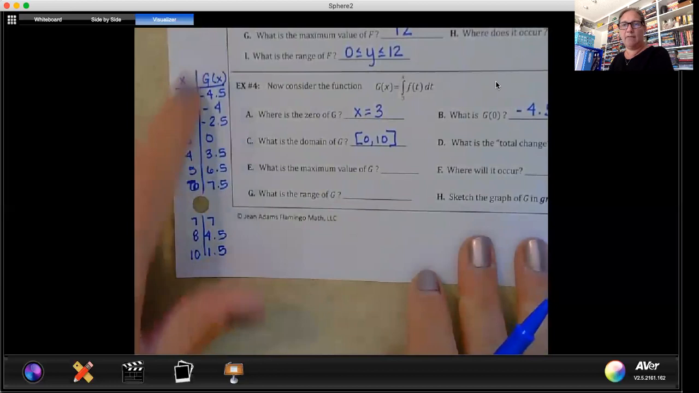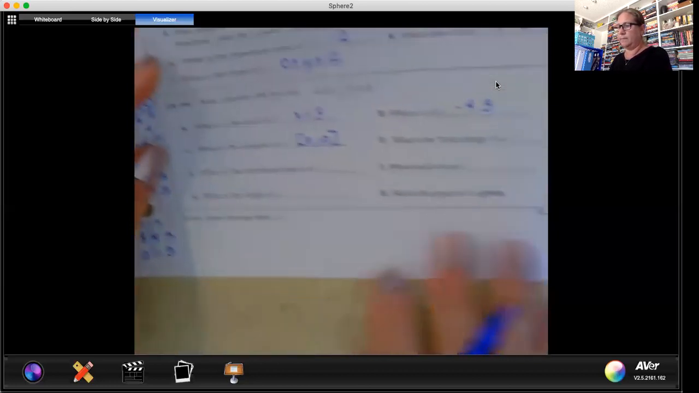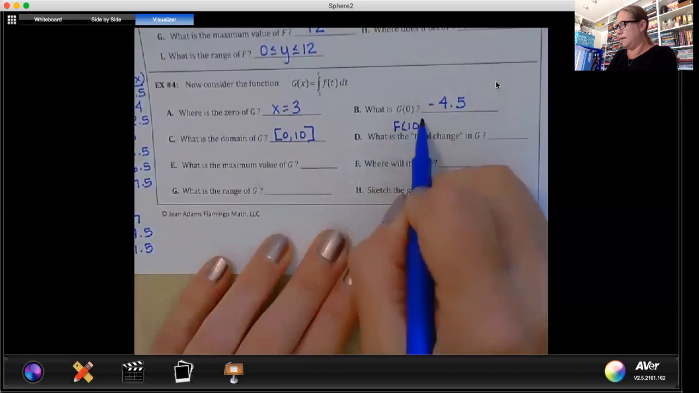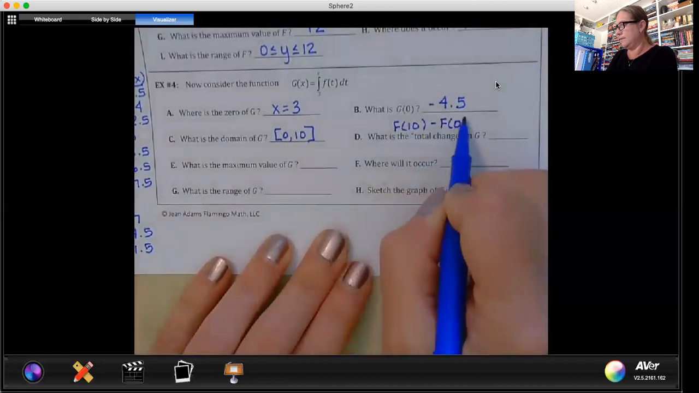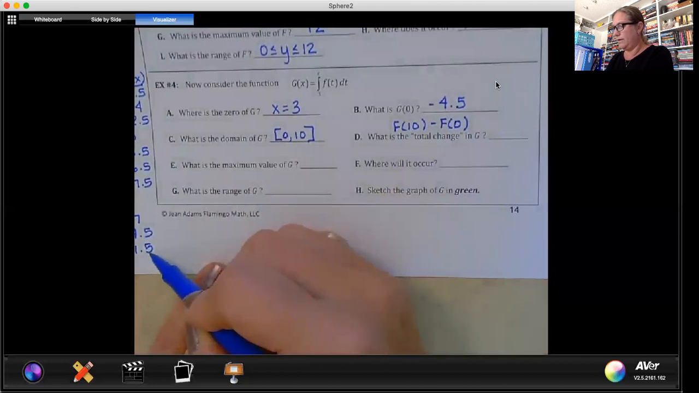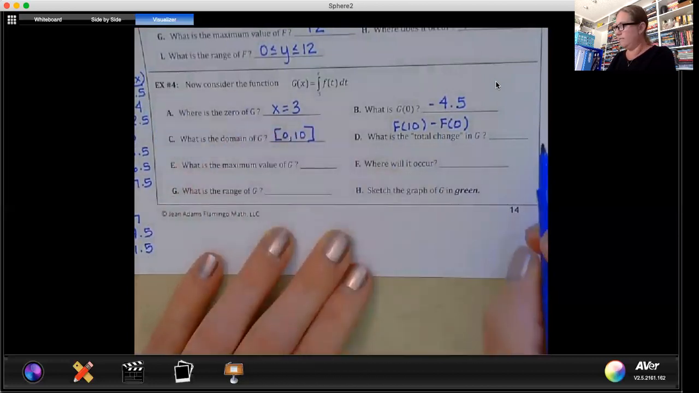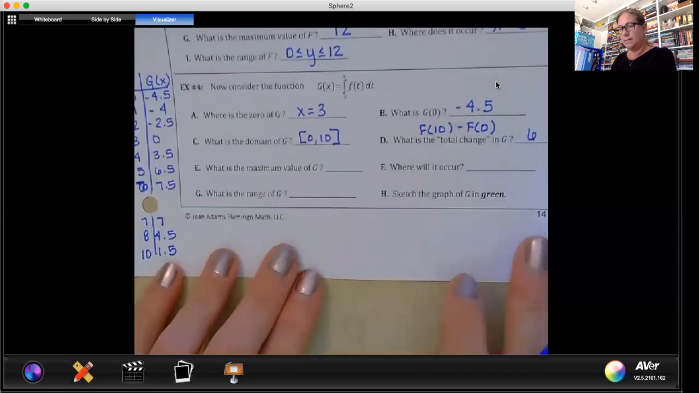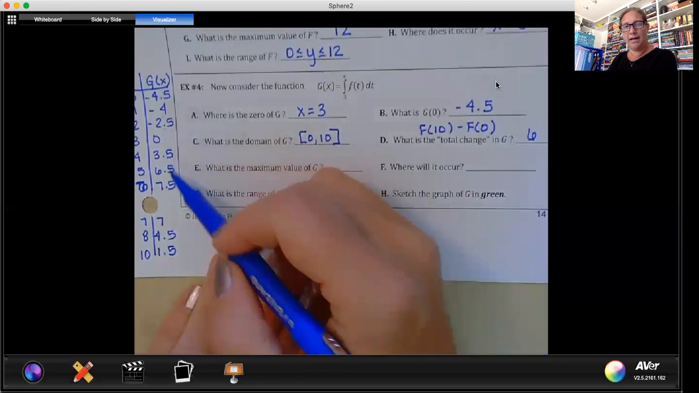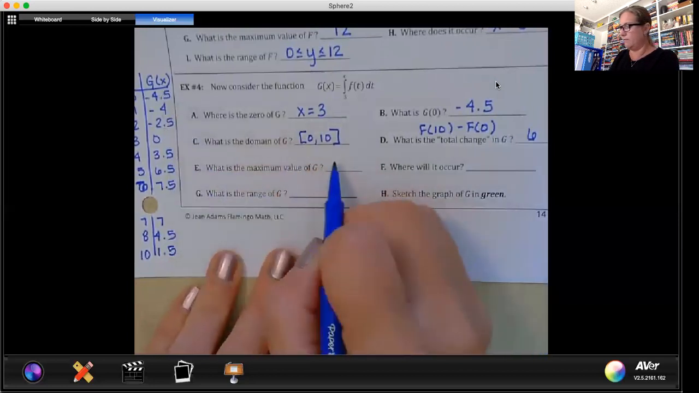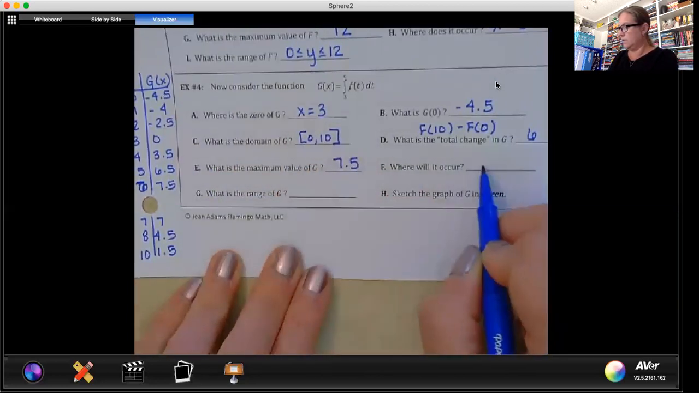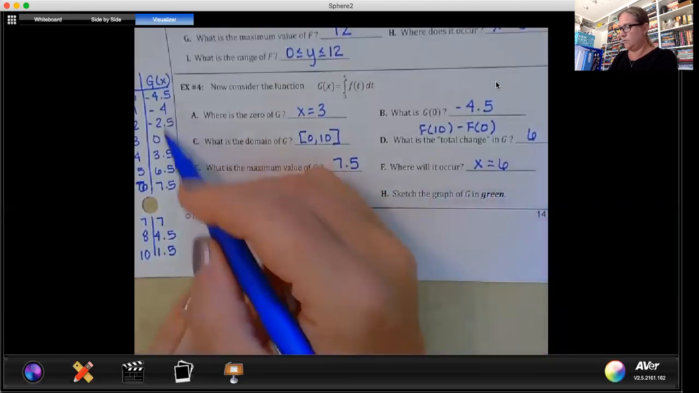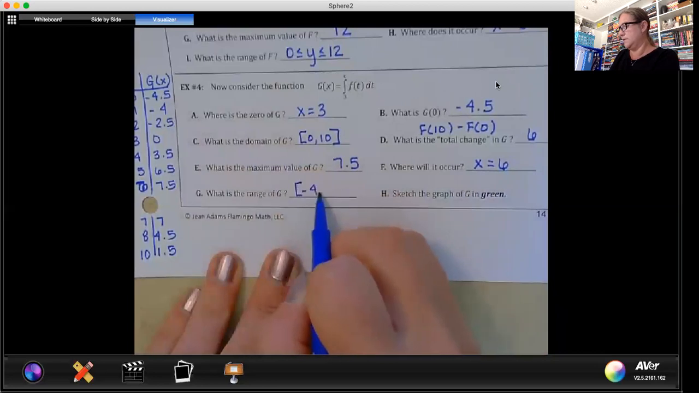So now we need to take our values and complete our problem. To find the total change, we're going to do g of 10 minus g of 0 like last time. So 1.5 minus negative 4.5. This change is also 6. The maximum value of g, your highest value of g, is 7.5. This occurs when x is 6. And the range is from negative 4.5 to 7.5.